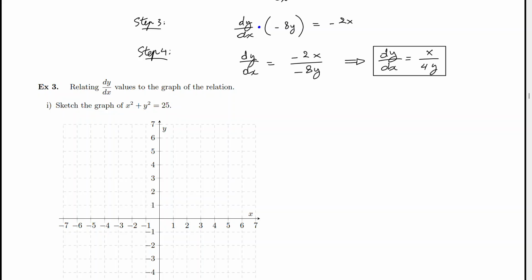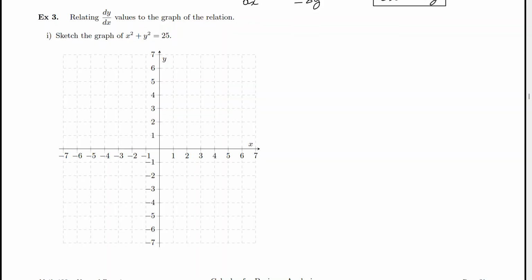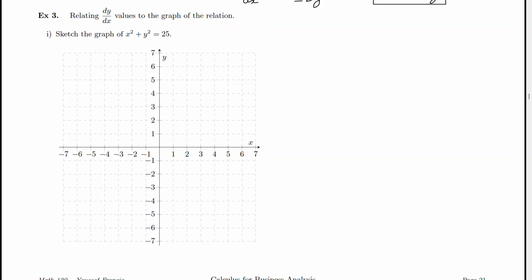So in example 3, we're going to try to relate what this dy over dx does to the graph of a relation. Let's begin by looking at the graph of x squared plus y squared equal to 25. Maybe you remember from algebra that this is the equation of a circle. In general, the equation of a circle is of the form x minus h squared plus y minus k squared equal to r squared.